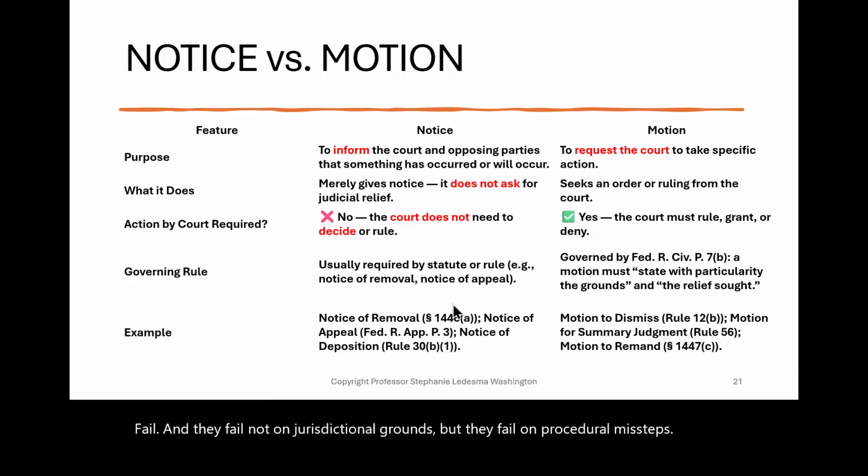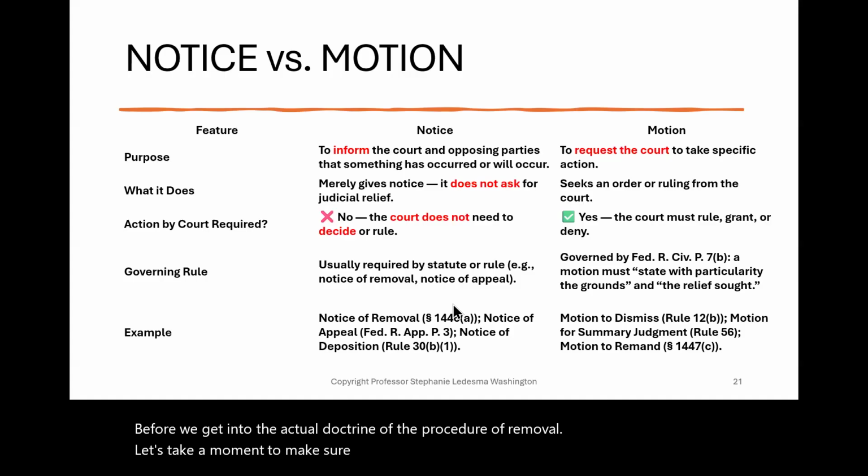Before we get into the actual doctrine of the procedure of removal, let's take a moment to make sure that we are using the correct nomenclature when we speak about these different tools. A notice to remove is not a motion.